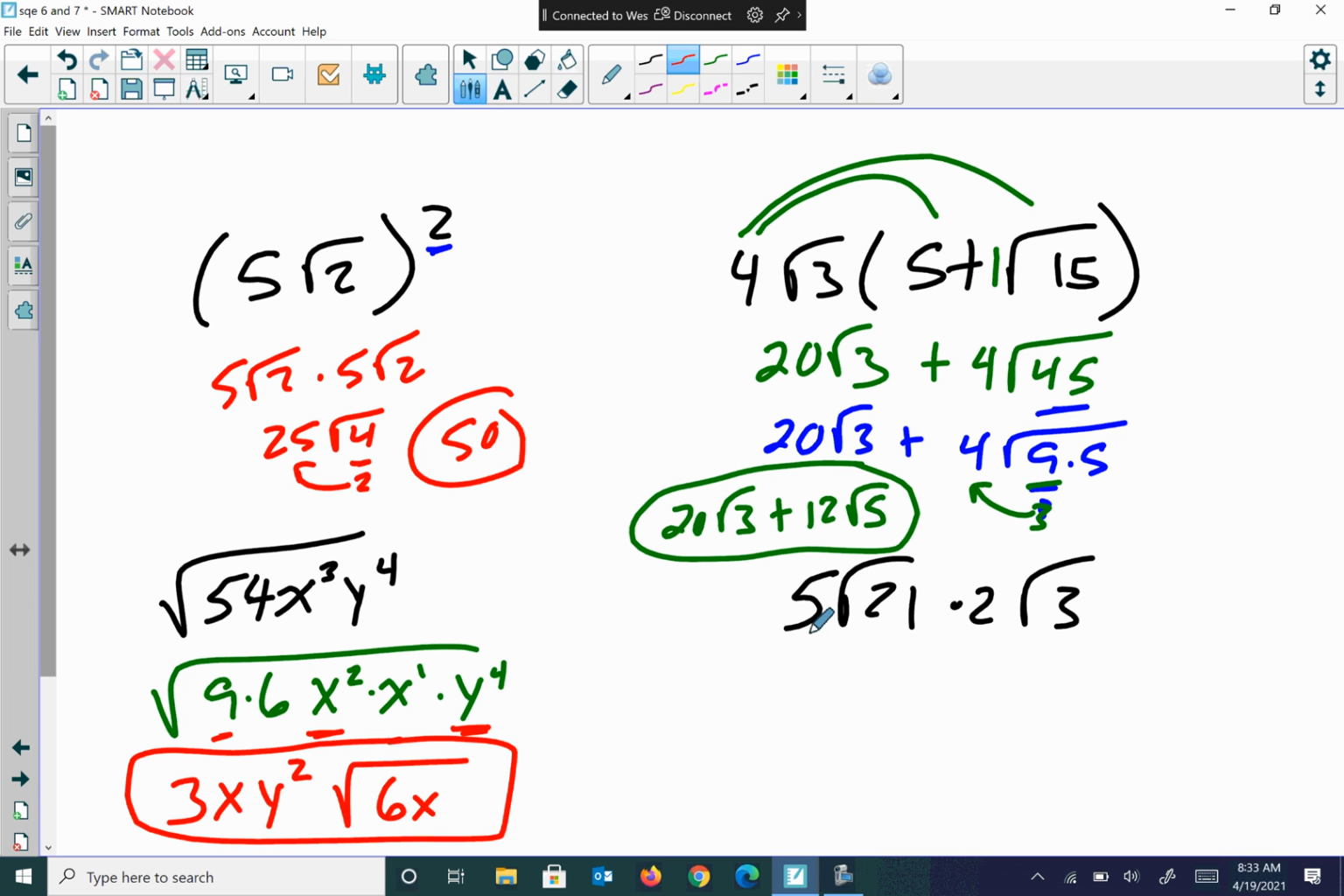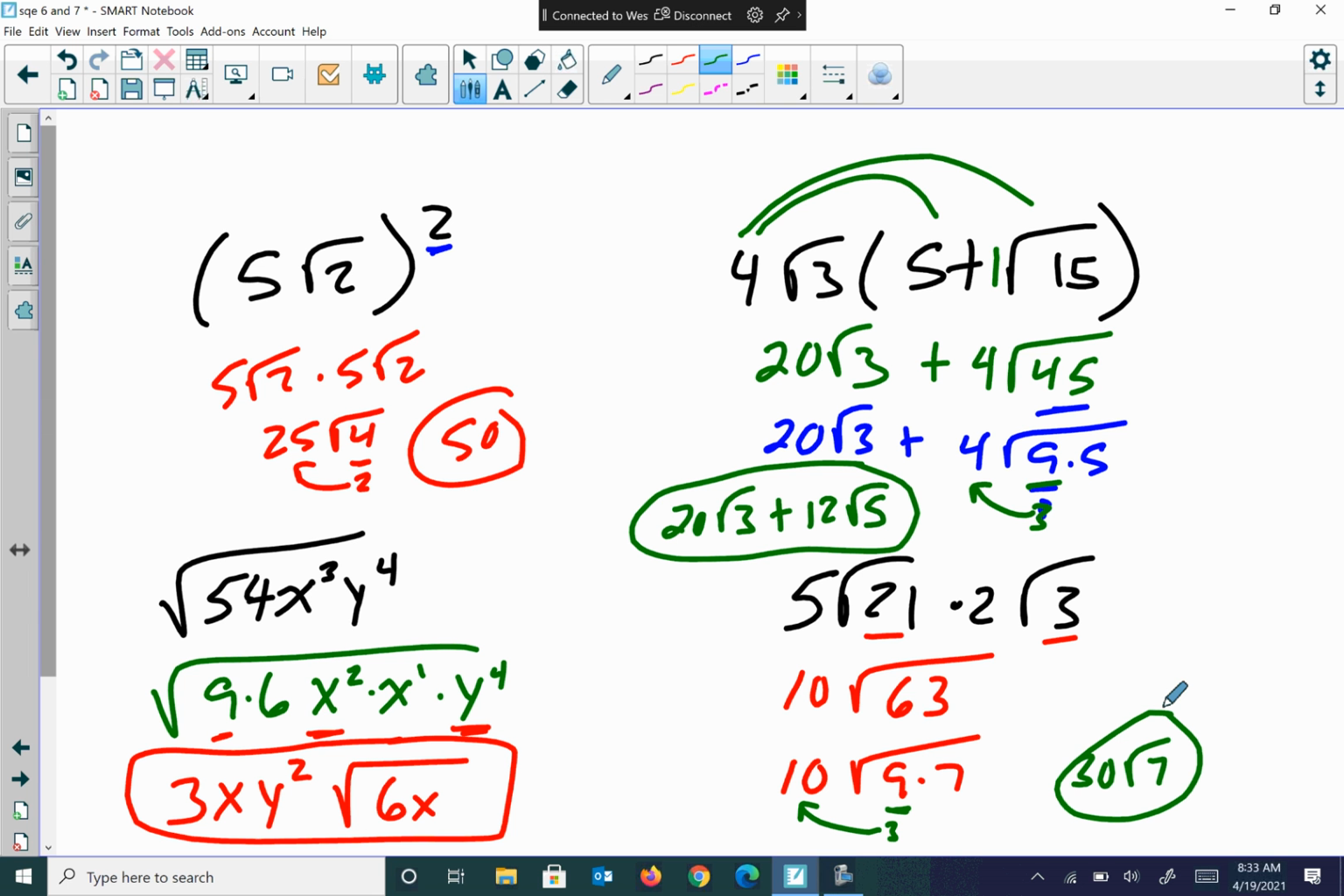All right, next one, let's see. I'm going to multiply outside, outside, so I get 10. Multiply inside, inside. That gives me 63. I think I can break 63 down to 9 times 7. 9 happens to be the largest perfect square. Square root of 9 is 3. That 3 multiplies with the outside, so I get 3 root 7. Or 30 root 7, excuse me.